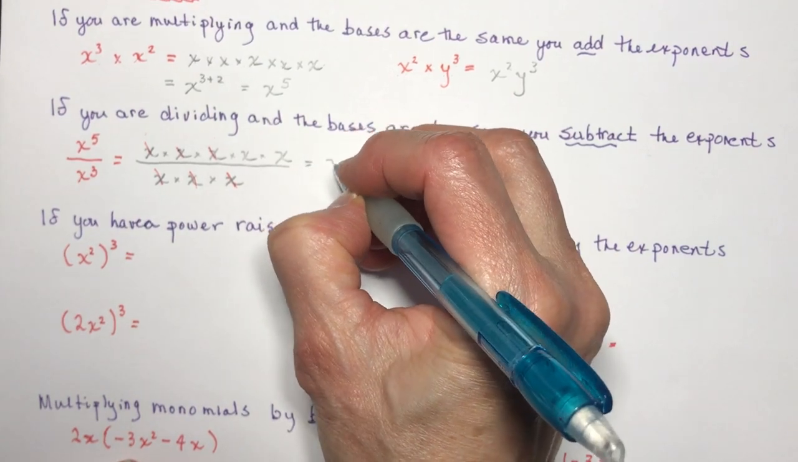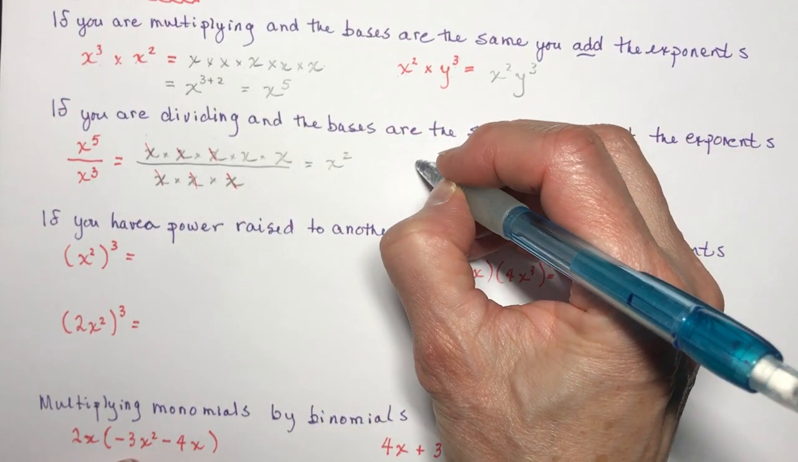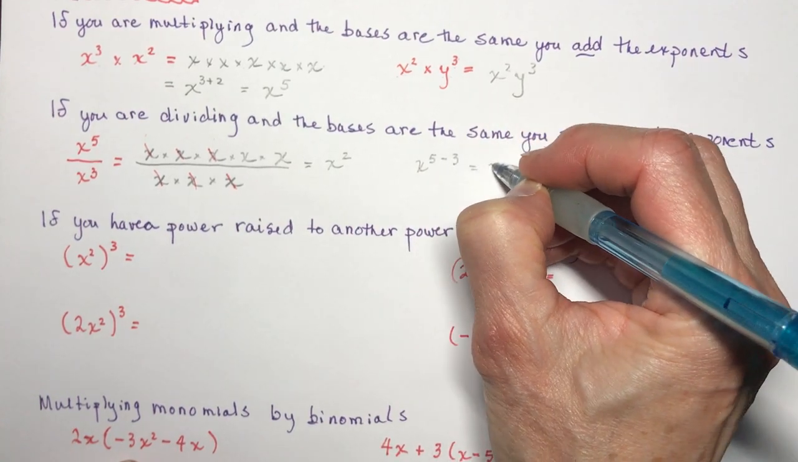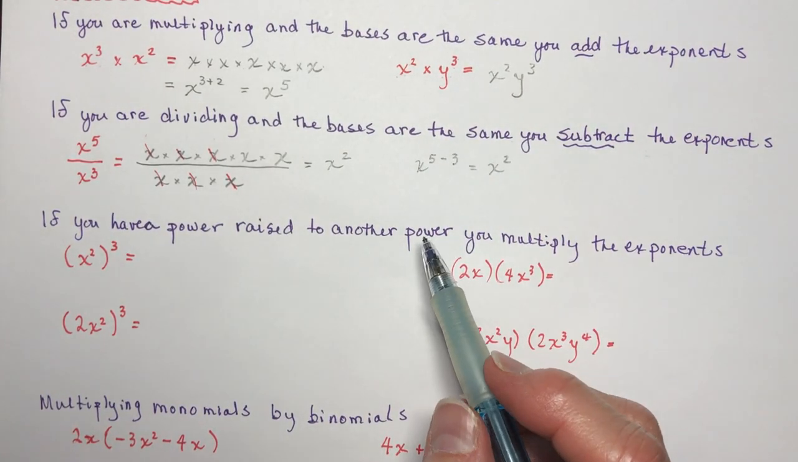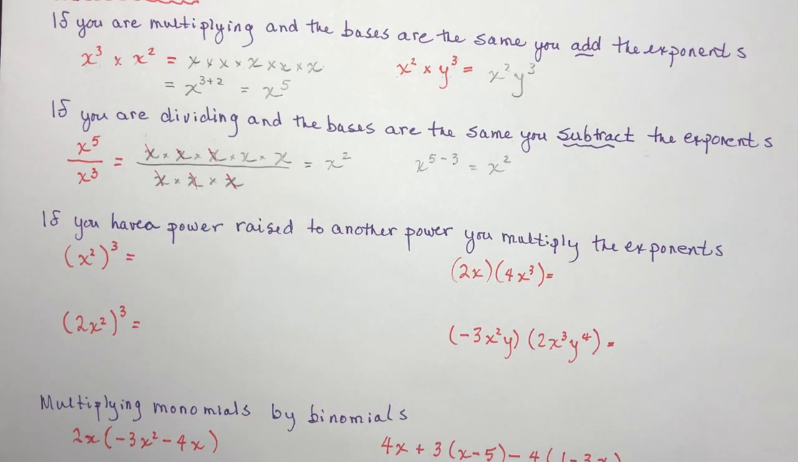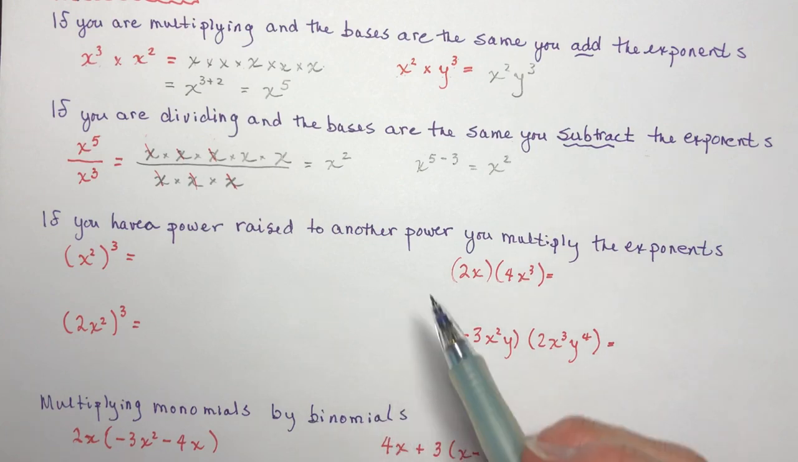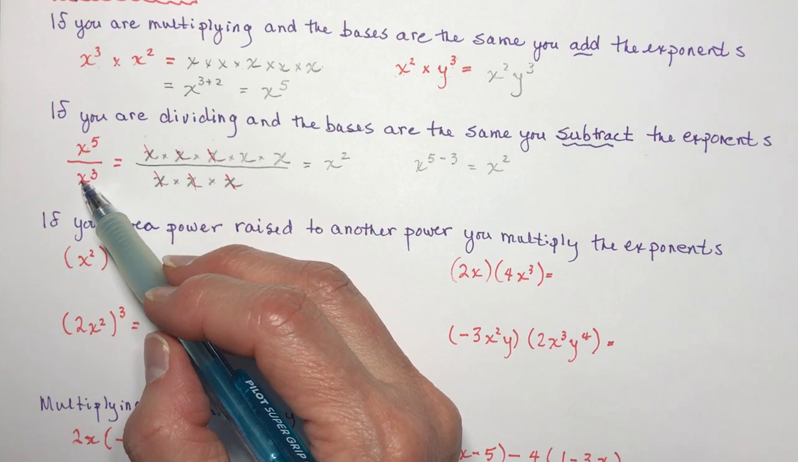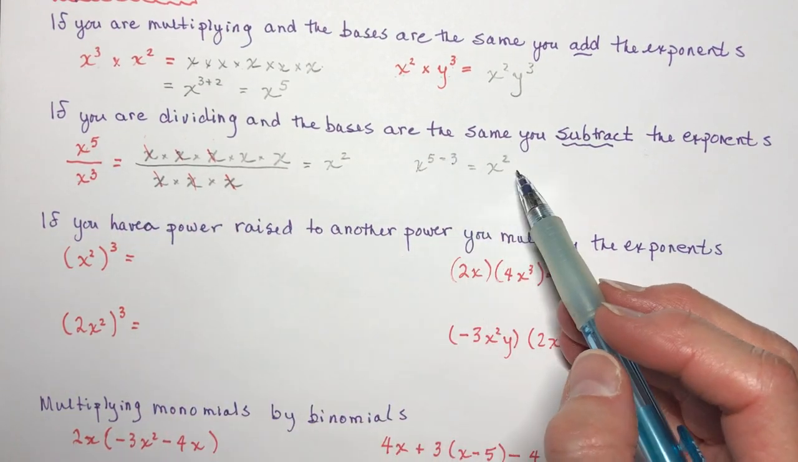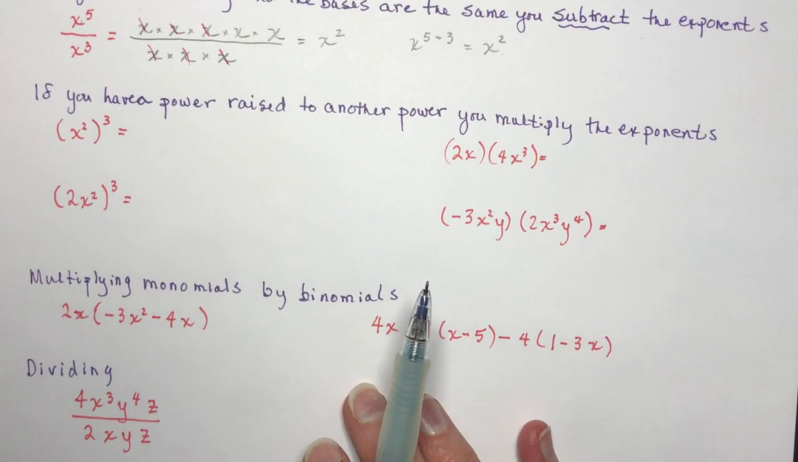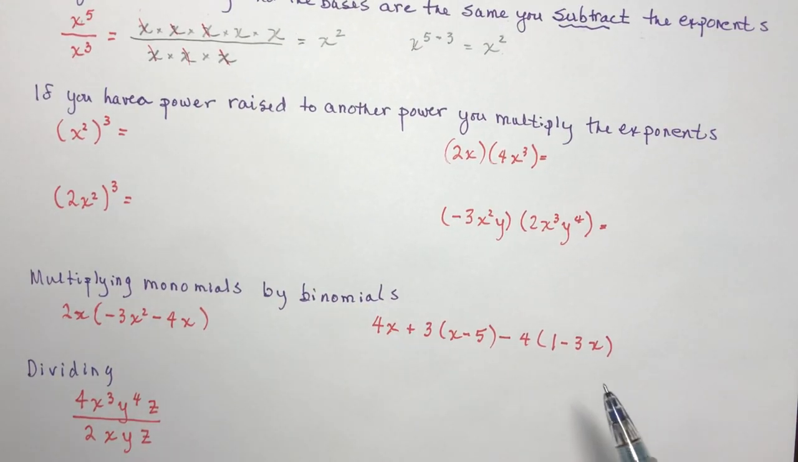So you can see what I've done here is I've done x to the 5 minus 3 gave me x squared. Now, obviously, you're not going to write these all out like that every time you do your math. This is just illustrating why this works this way. So if you're dividing and the bases are the same, they're both x's, you subtract the exponents and there you go. The third law is power raised to another power.